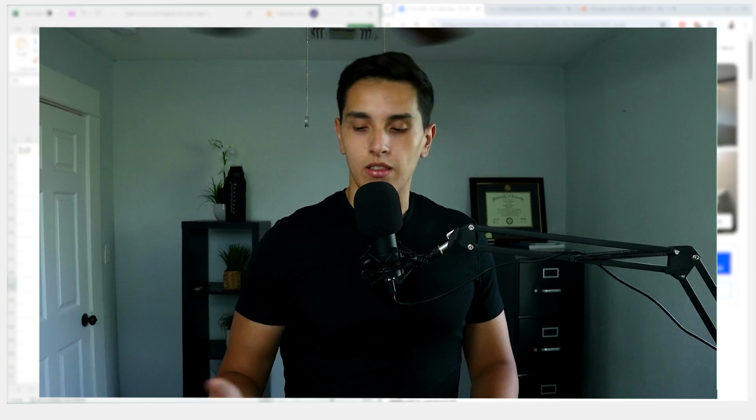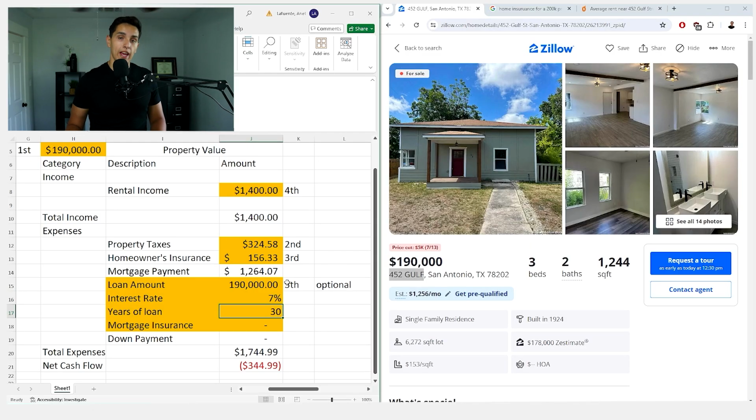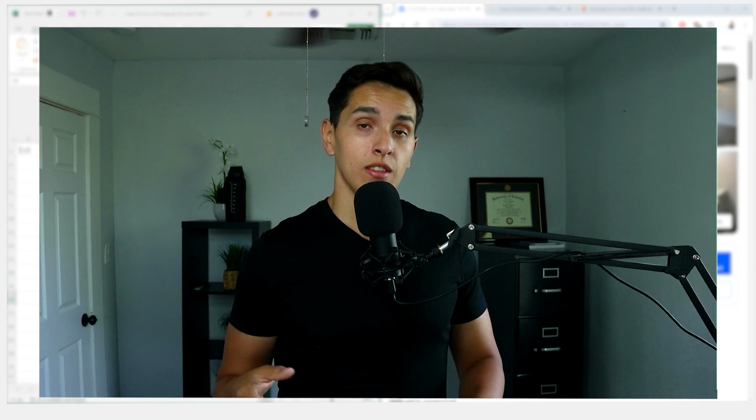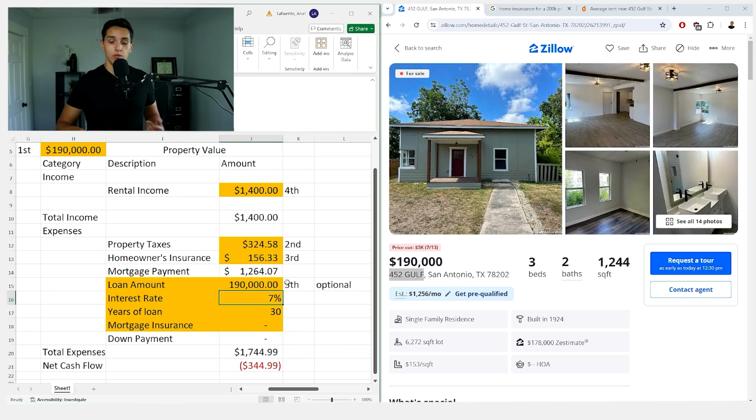You just borrow less. So now we're going to go back to what we had originally when we were in negative cash flow. Now we're going to change only the interest rate and see how that influences the cash flow of the property. So right now it's at 7%. What happens if we drop it down to 5%? The net cash flow increases to negative $100.